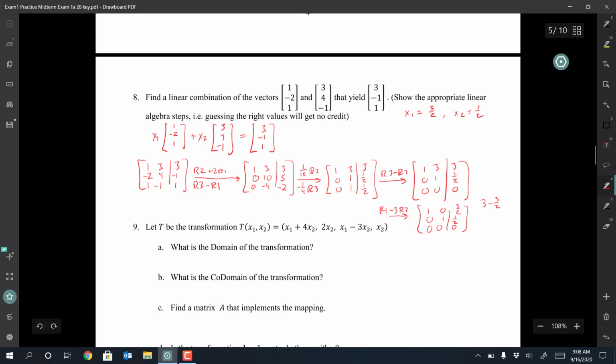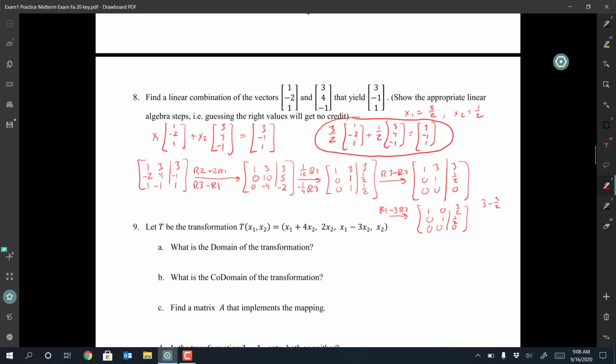So is there a linear combination? There is. It turns out that 3 halves times the first vector plus 1/2 times the second vector should equal the third vector. All right, so that would be the statement that it is a linear combination. I'm actually showing what the linear combination is. And the nice thing about putting it in that form is I really should be able to check my work when I'm done, just by adding them together.